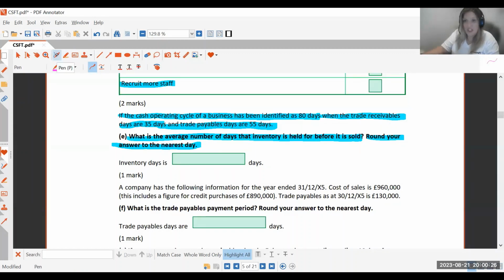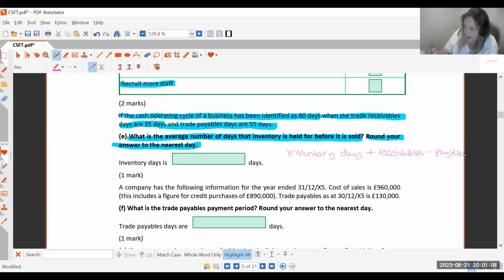I always think that a question like this looks a lot worse than it is. You've just got to know how to approach it. So what we need to do is fill in the numbers that we know, and then from there, we should be able to calculate everything else. So we know that our cash operating cycle is inventory days plus receivables days minus payables. I'm running out of space.